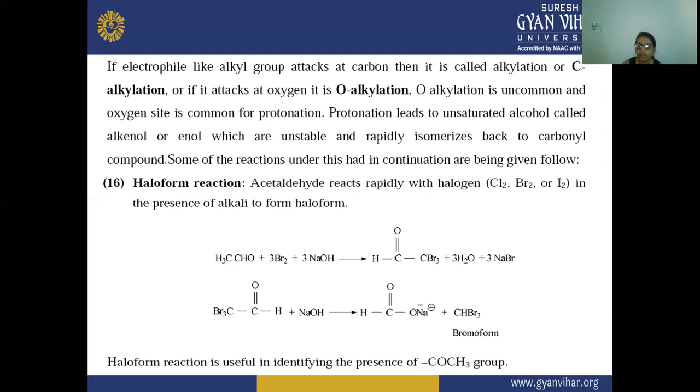So this O-alkylation that is happening due to the attack of the alkyl group, that is an electrophile, at the oxygen atom, is very uncommon, but the oxygen side is common for protonation, meaning there is the addition of the H positive ion, that is your proton. So this protonation leads to unsaturated alcohols called alkenols or enols.